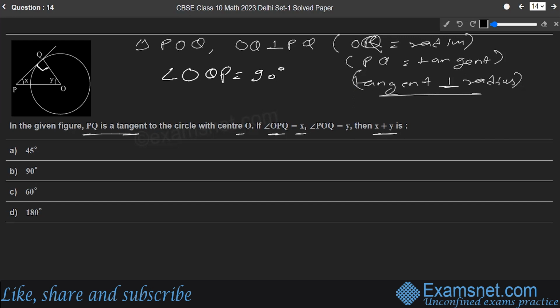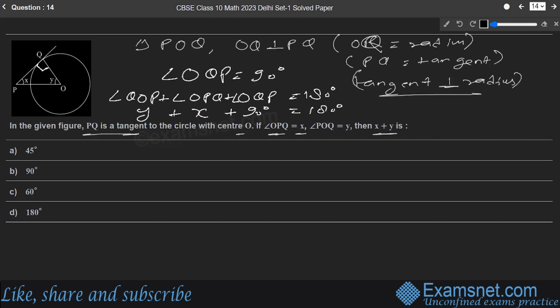Now let us apply the angle sum property in the triangle POQ. So that will give us angle QOP plus angle OPQ plus angle OQP is equal to 180 degree, where we already know the angle QOP to be 90 degree, angle OQP to be 90 degree, and the other angle is given as Y and this is given as X, and the angle sum is 180 degree.